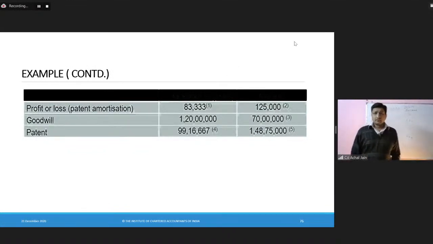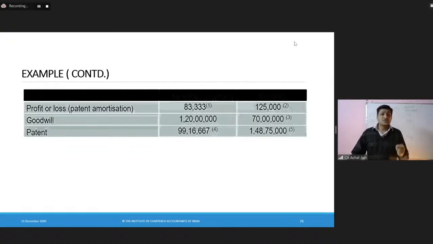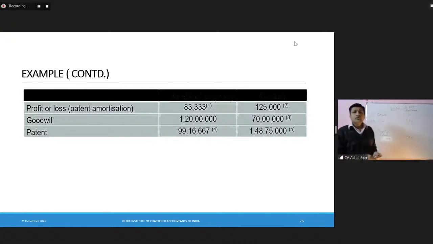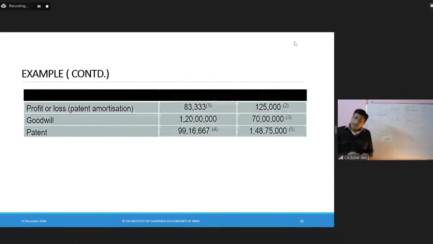Goodwill. Originally, this would have been stated at 1.2 crore. Yeah. Now, goodwill will change to 70 lakhs. Why? Because now the value of patent has increased by 50 lakhs. Okay. So now what will be the value of goodwill? 70 lakhs. And the same amount will change over here. This will also become 70 lakhs. Correct.